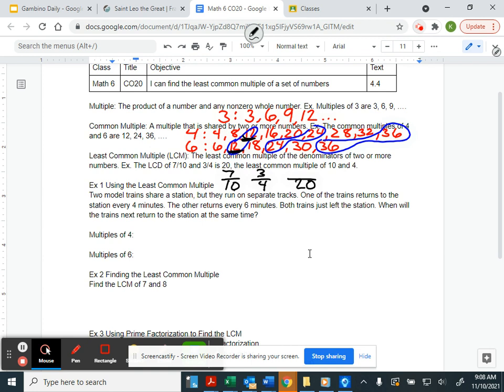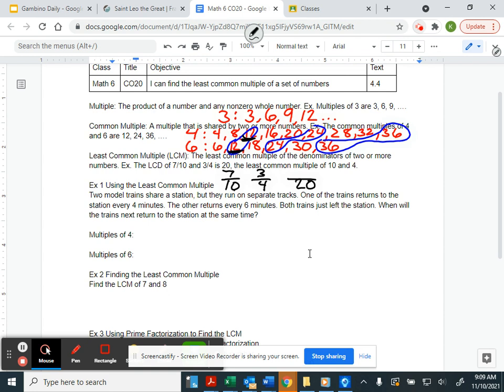Two model trains share a station, but they run on separate tracks. One of the trains returns to the station every 4 minutes. The other returns every 6 minutes. Both trains just left the station. When will the trains next return to the station at the same time?